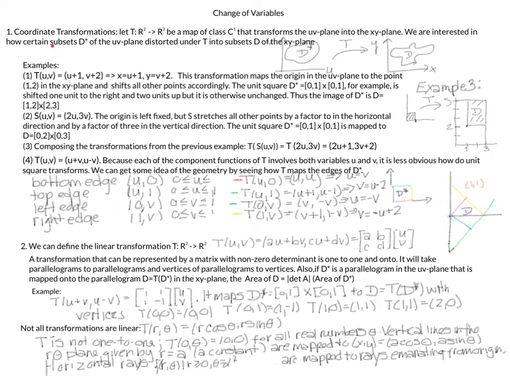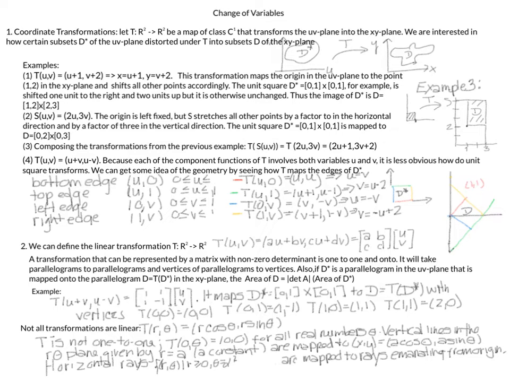Before we go on to do some additional examples, I'm just going to review really quickly the main points we've talked about so far. We talked about coordinate transformations in general. We talked about how we could compose them. We talked about linear transformations, that they could be represented by matrices, and those matrices are transformations that are one-to-one and onto, and they will take parallelograms to parallelograms and the vertices of parallelograms to vertices of the new parallelograms. And that's what made linear transformations really nice.